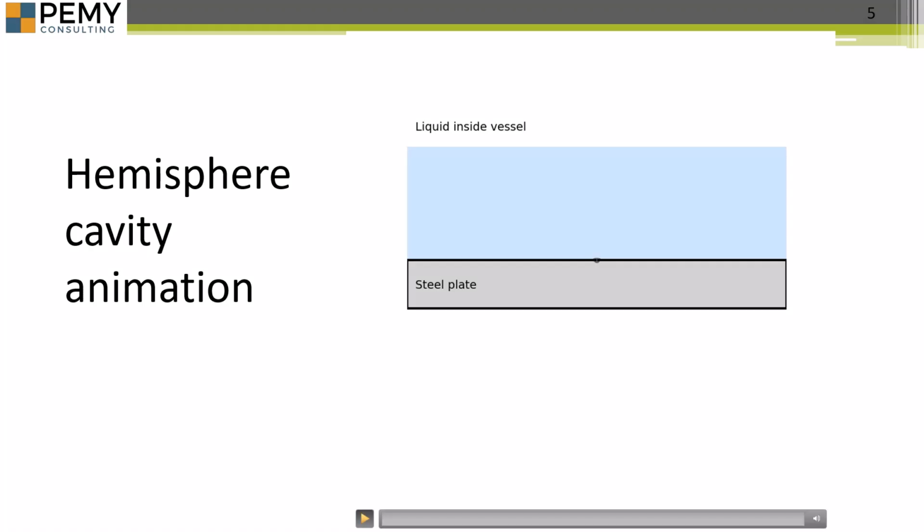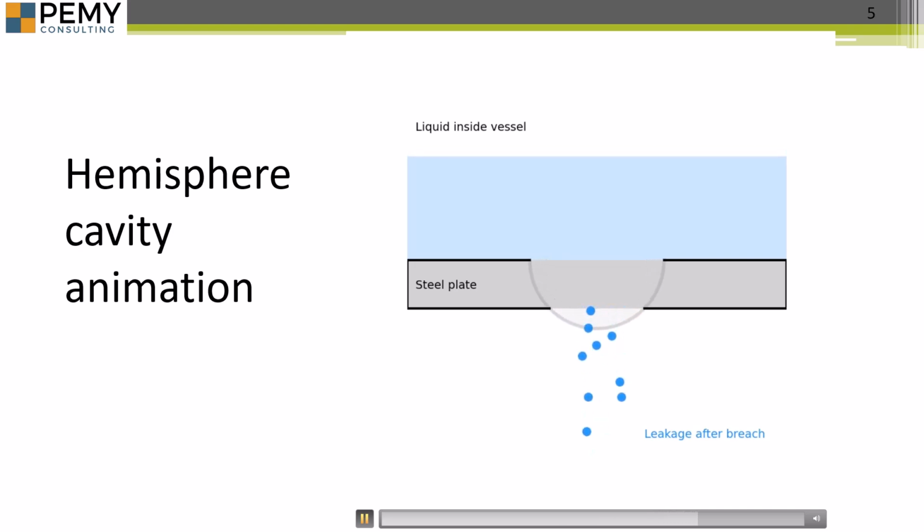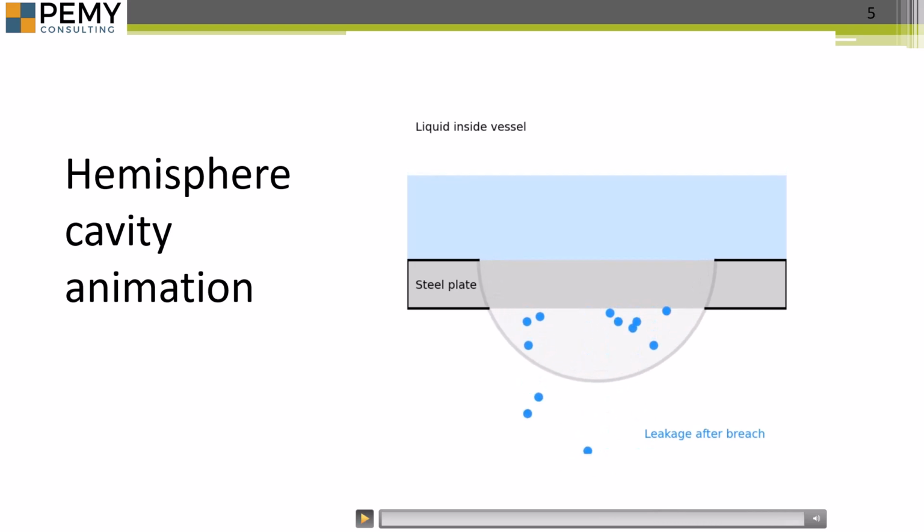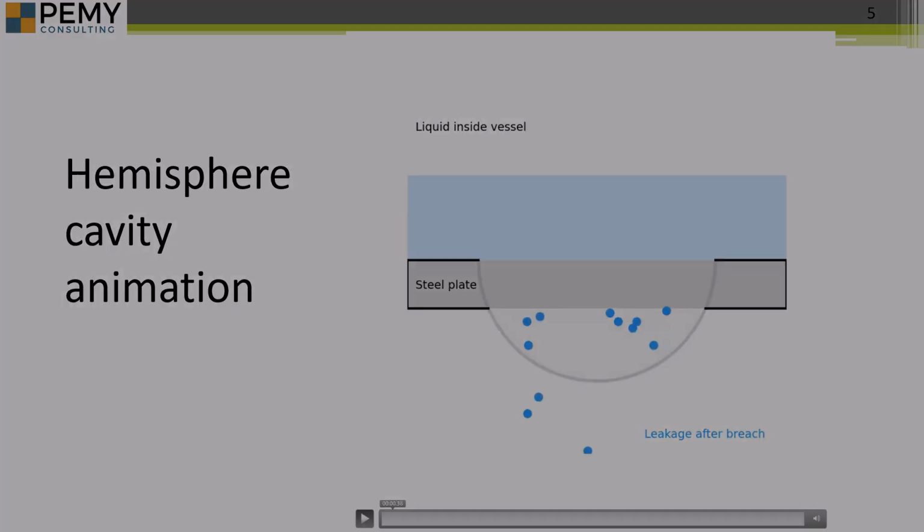This animation illustrates the growth model concept. Initially, corrosion progresses beneath the plate without leakage. Once the hemisphere reaches the bottom surface, a hole forms and begins to expand radially. This highlights why assuming the final hole size existed for the entire period is physically incorrect and overstates the total leakage.